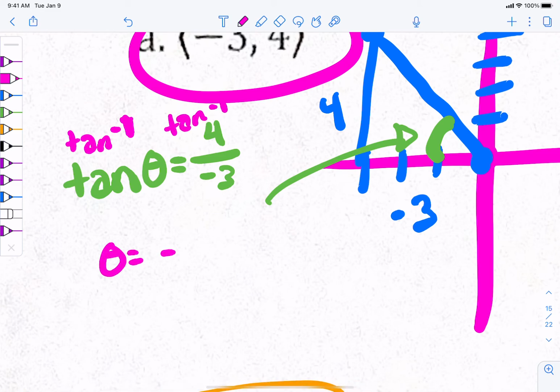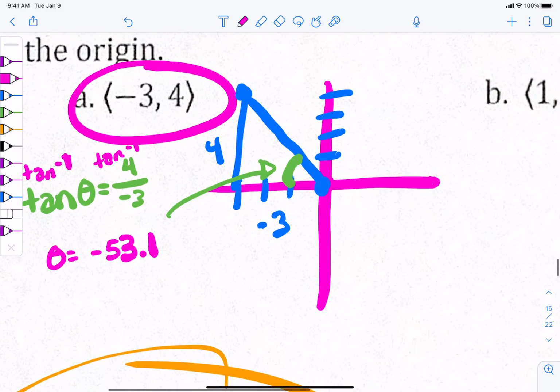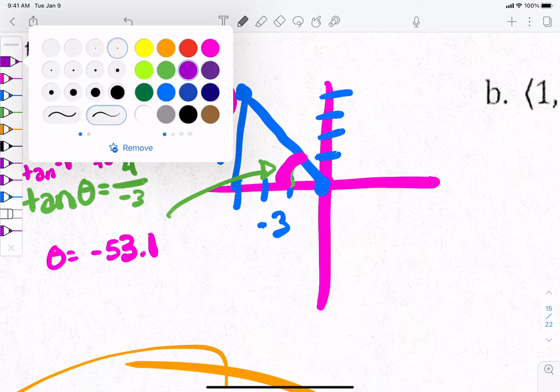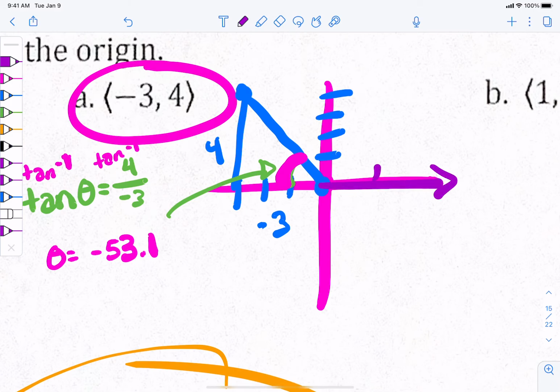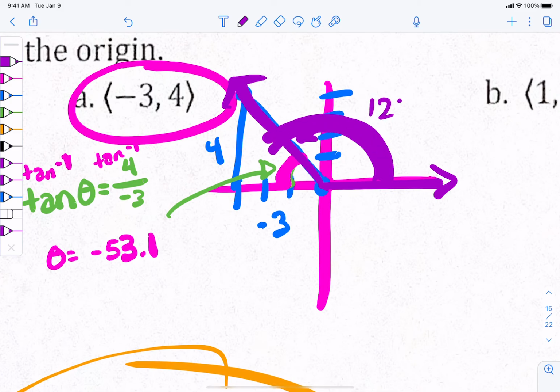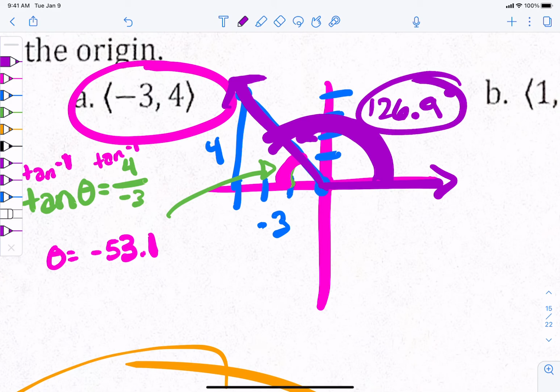What's inverse tangent of 4 over negative 3? Negative 53.1. Now, you have to subtract that from this. That is this angle right here. But we always go from standard position, which is from here to here. I want to know what this angle right here is. 126.9. Do you guys see how we get that? That's the angle that is made. 53 degrees is just that middle angle. We subtract him from 180 and it's 126.9. 126.9 is the final answer. Does that make sense? Okay? Let's do the other one.